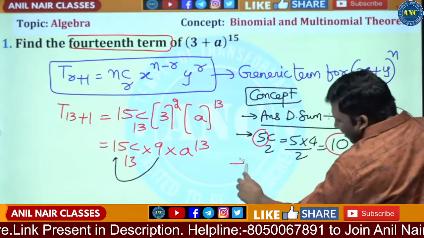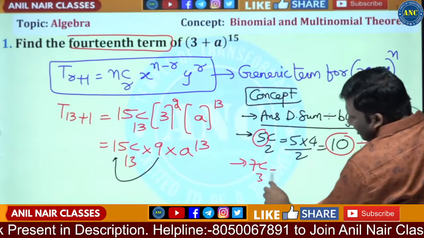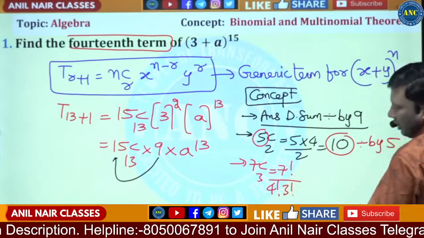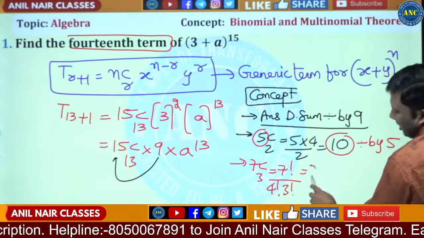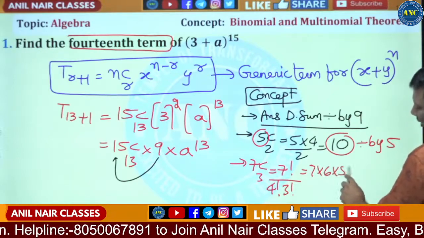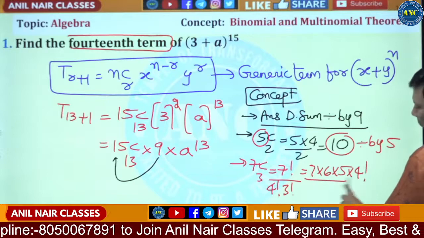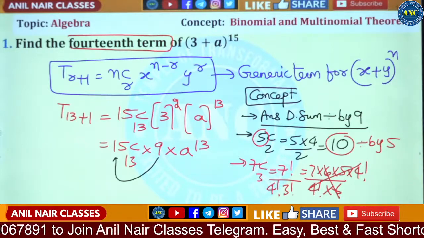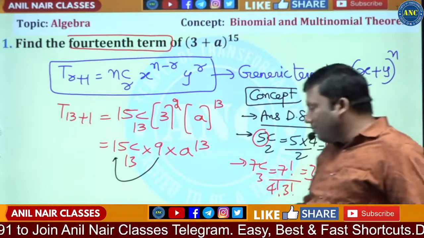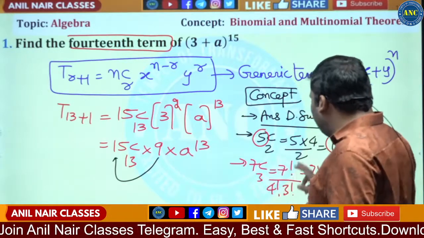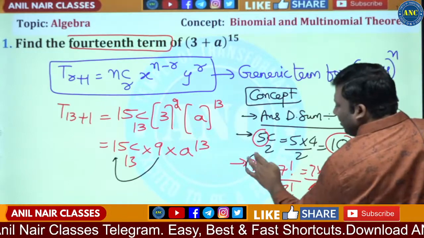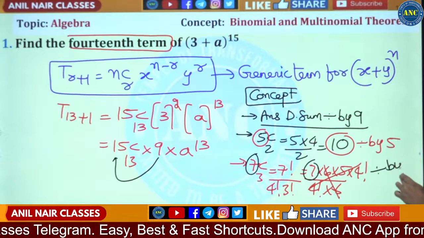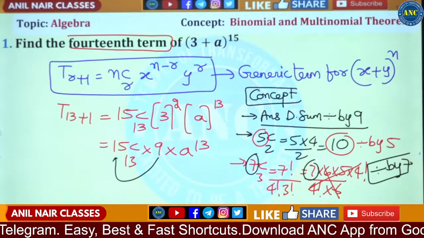Suppose it is 7C3. NCR is n factorial by n minus r factorial, r factorial. This is 7 into 6 into 5 into 4 factorial by 4 factorial into 6. Now listen carefully. 7 is a prime number. A prime number cannot be decomposed further. The answer is divisible by 7.